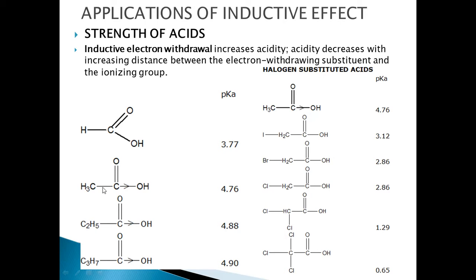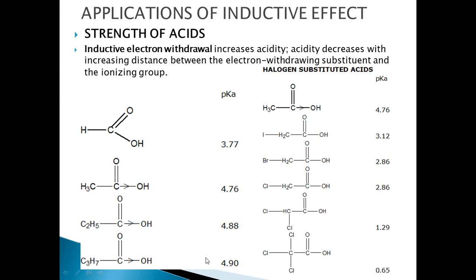This is because alkyl groups are electron donating species, meaning they exert positive inductive effect. In other words, as the strength of the positive inductive effect increases, the acidity decreases.